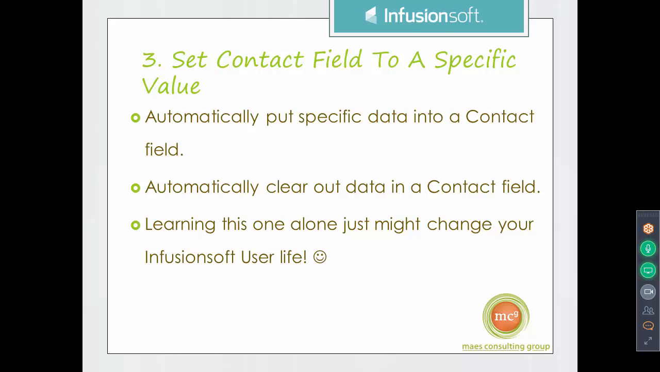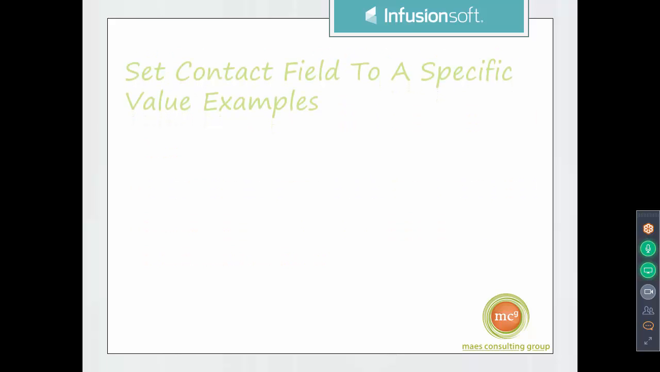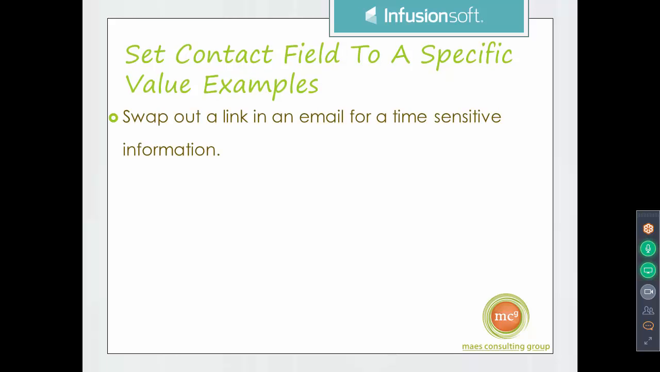And then the other example I've got here is to automatically put specific data into a contact field. And let's dive a little bit deeper into that. Think about swapping out a link in an email for some time sensitive information. So that was my little joke that didn't make any sense at the beginning of the training, that the recording's going to be available and I'm not going to swap out the link. If I wanted to, this is how I would do it. I would actually run this action set to pull it out. And I don't have any reason to do that, so I'm not doing that. But anyways, so you can have a link in an email. I mean, how many times have you sent an email and then you wish you could pull the email back and change the information?